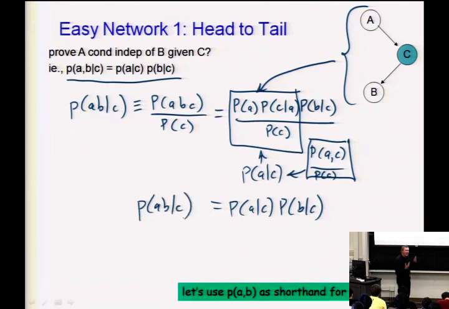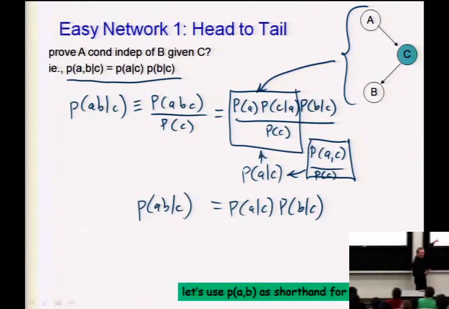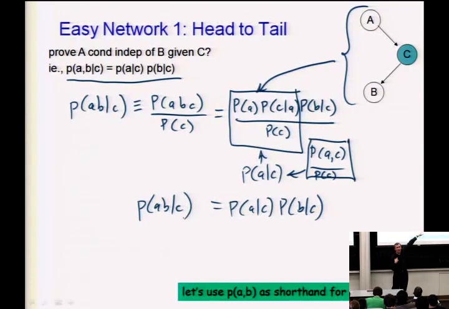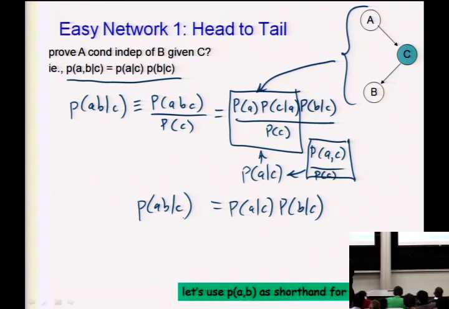It's important to realize what we just did. We just went back to our basic definition of what the graph structure notation means in terms of how to factor the joint distribution on A, B, C. And then, using that factorization, we were able to easily show that A and B are conditionally independent given C if we assume that graph structure.